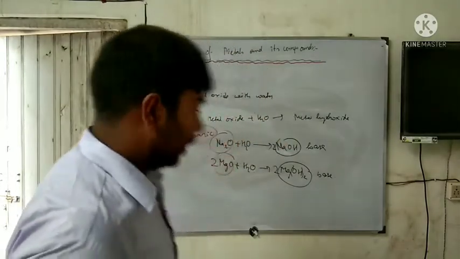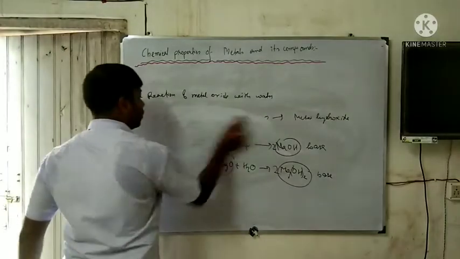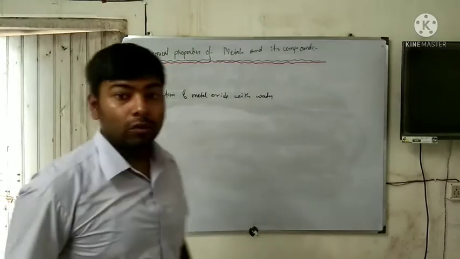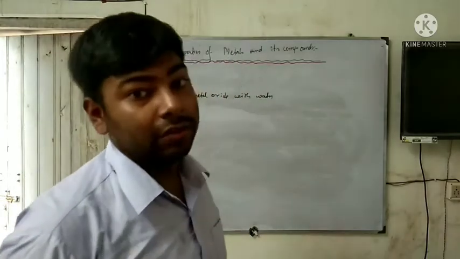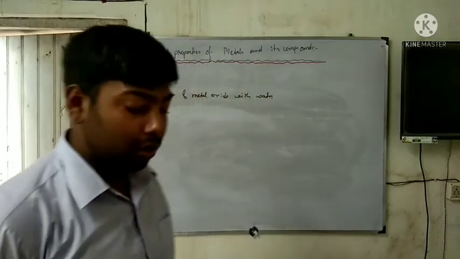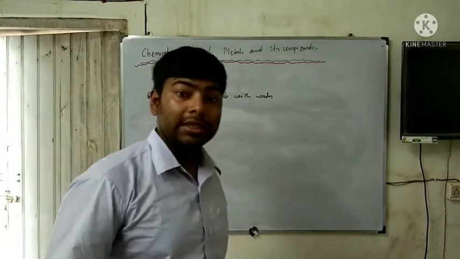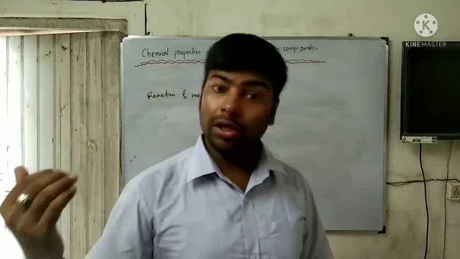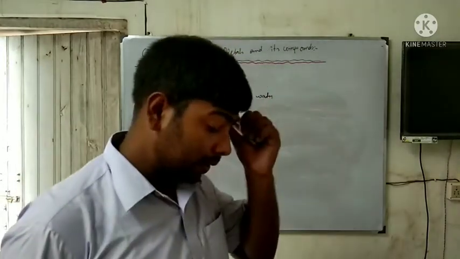But we have some oxides which can react with acid as well as base, and these oxides are known as amphoteric oxides. For example, aluminum oxide and zinc oxide are amphoteric oxides. They will come in a later portion.